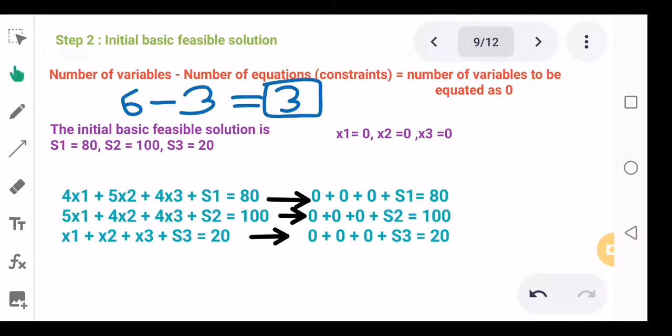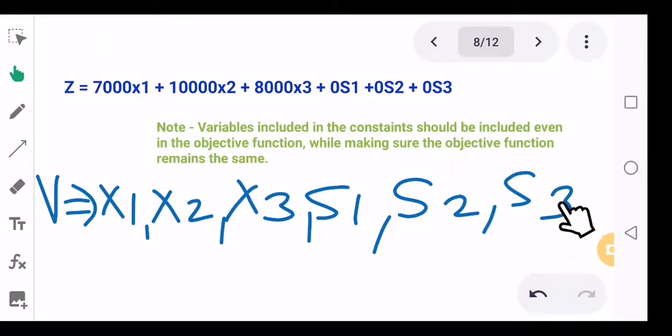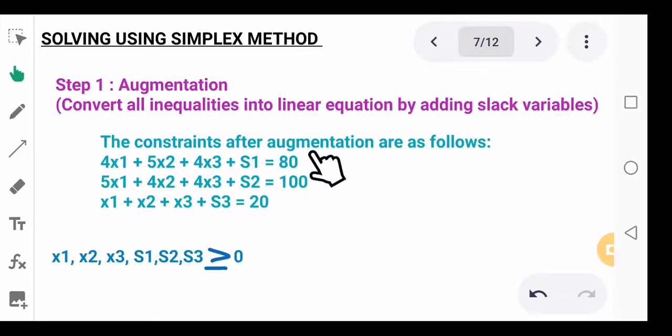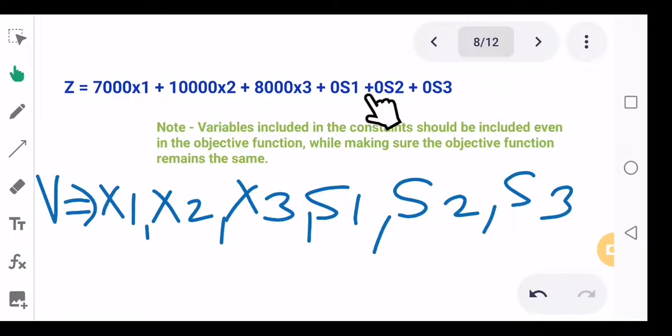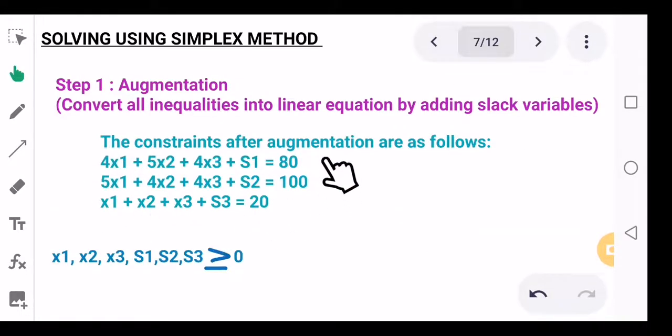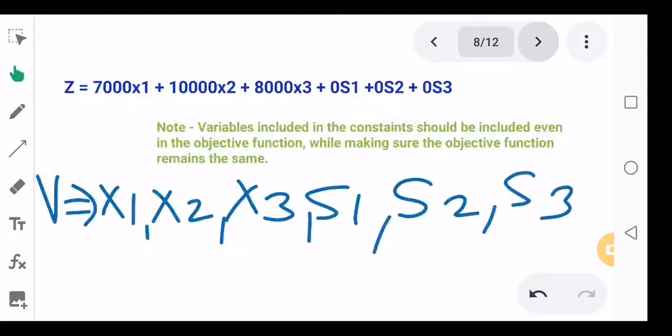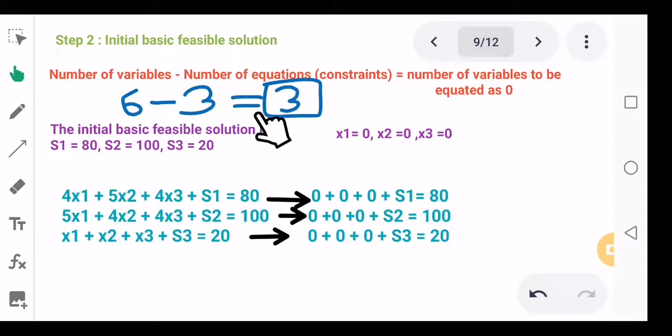I'll explain this again because this will get a little confusing as we move ahead. The number of variables is 6. These are the 6 variables. The number of equations is 3, and we'll consider only the constraints. We will not be considering the objective function equation, and the non-negativity constraint is not an equation, so it won't be considered either. Only the 3 constraints will be considered. That's why we have done 6 minus 3, that's equal to 3.